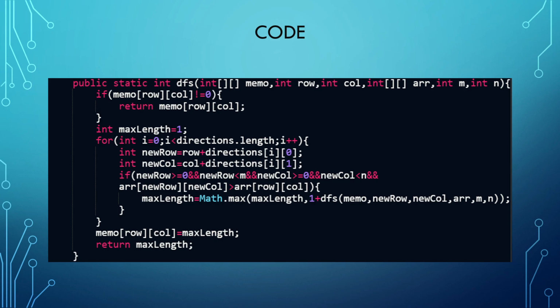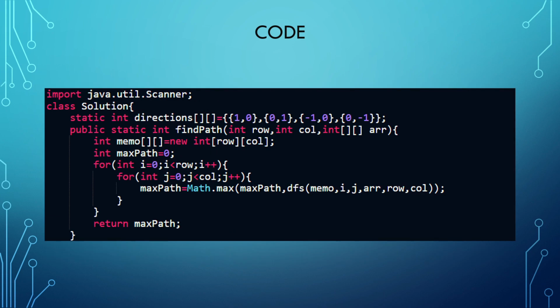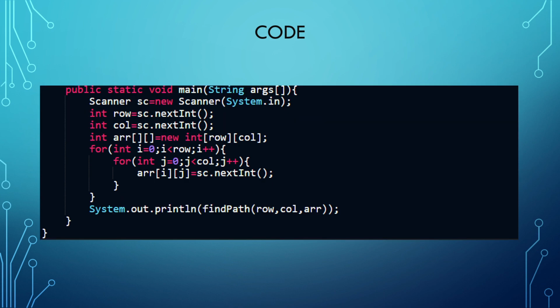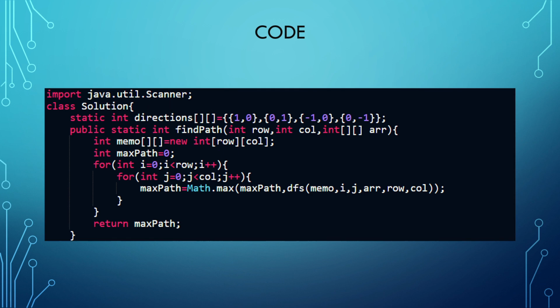So finally, at the end of the for loop, we will be updating the memorization array with the max length and finally return the max length to this find path method. And this find path method in turn will find the maximum path and return it to the main method, which in turn prints the maximum path found in the grid.